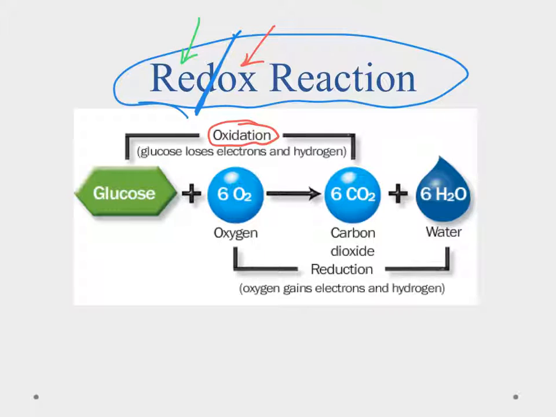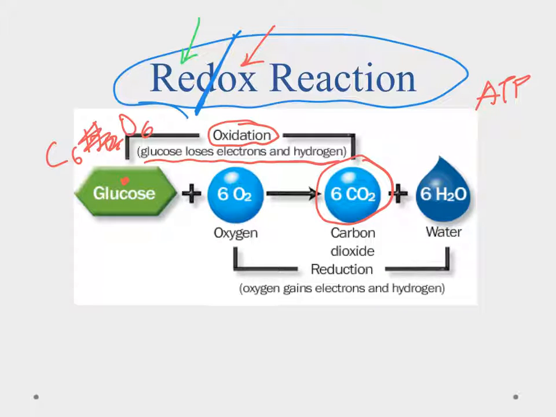So let's take a look at the oxidation first. The oxidation is where glucose is going to lose an electron and a hydrogen. So our glucose molecule is over here. This is where we're starting at. And it's going to lose electrons. The electrons it loses are what goes on to form this ATP. But it also loses some hydrogen. So if you recall, the glucose is C6H12O6, and we get rid of the hydrogen, then we're left with this C6O6, and we add a little bit of oxygen, and that's how we end up with our carbon dioxide. So glucose is being oxidized, and it becomes carbon dioxide.